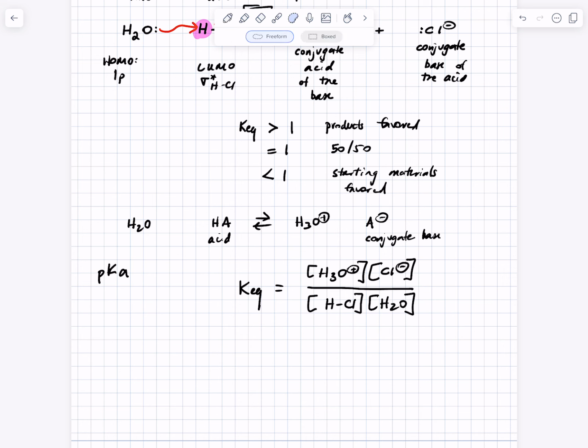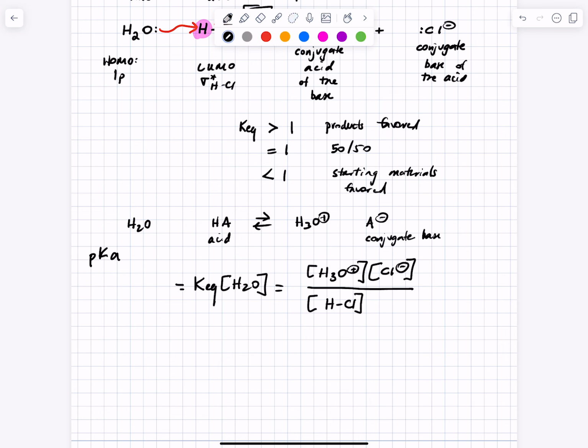So we're just going to do a little trick of algebra. We're going to multiply both sides of the equation by the concentration of water, and move that over and put it on the left side of the equation where we put all the things that are constant. As the reaction happens, the concentration of water doesn't change very much, so we're just assuming that it's constant, and that's a pretty good assumption. So we're going to call this new constant that we just invented, our equilibrium constant times the concentration of water, Ka, which some people call the acid dissociation constant.